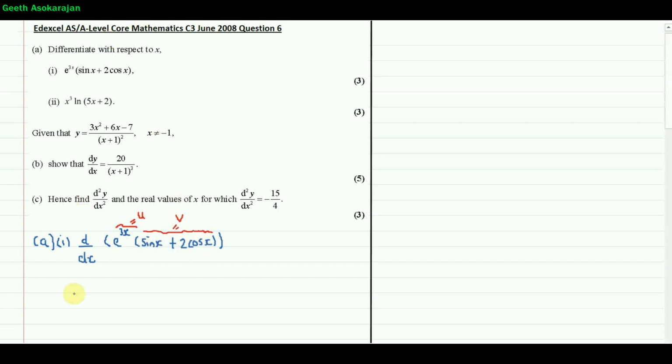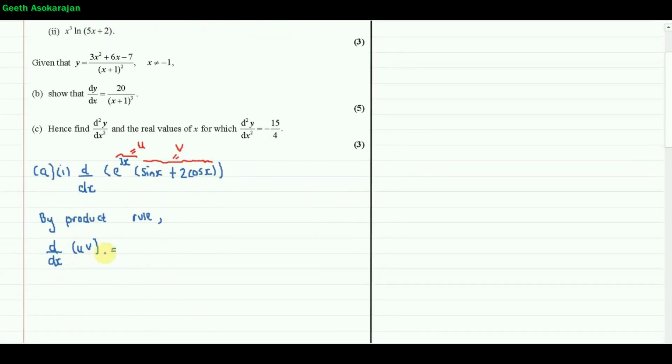Let me first write down the product rule. So by the product rule, d by dx of uv. Whenever you differentiate a product of functions u and v, both functions of x, the rule is v du over dx plus u dv over dx.